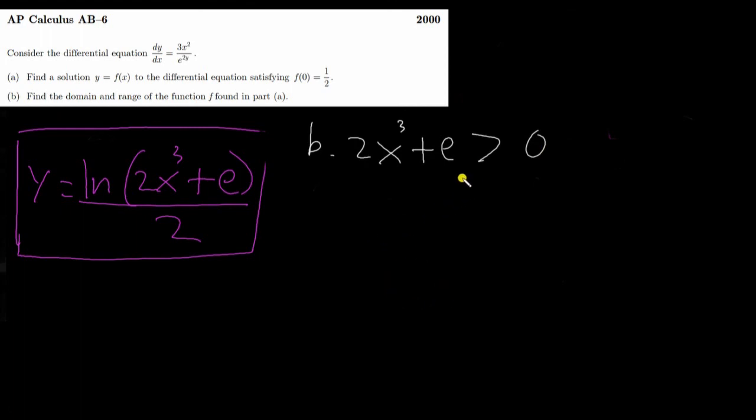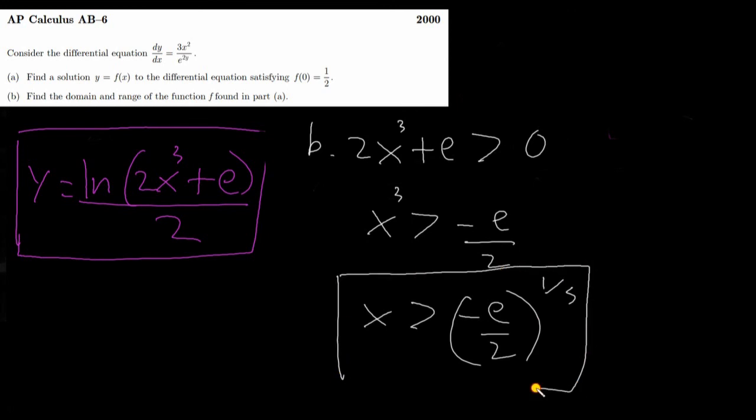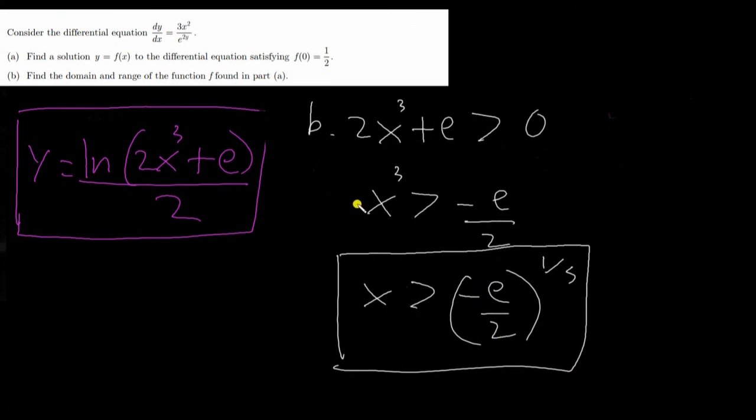Okay, and then if we solve this, x cubed is greater than negative e over 2, and then x is greater than negative e over 2 to the 1/3 power. That's our domain, right? x can be any number that's greater than this. And remember, this is just some numeric value that we don't know. And then now we need to find the range of this function.